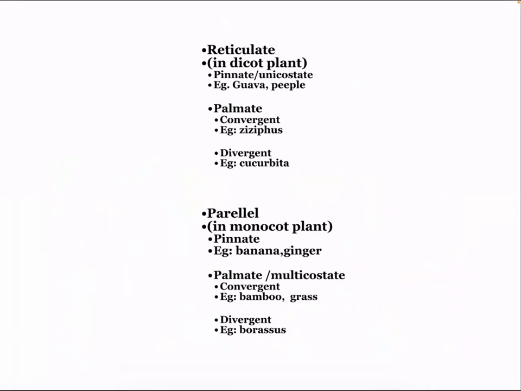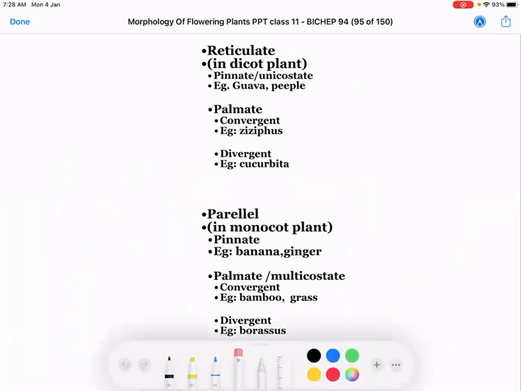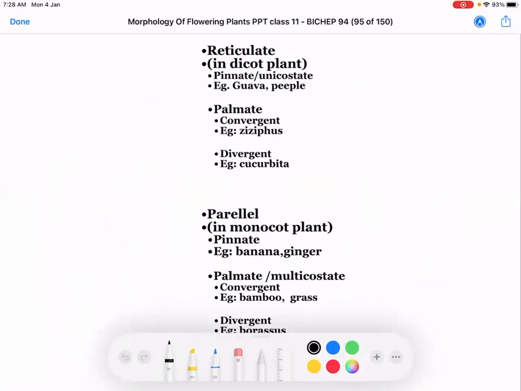Now these are the types of venation. Mainly there are two types of venation. One is reticulate, second is parallel. Now what's the difference between both of them? So number one is reticulate, number two is parallel.